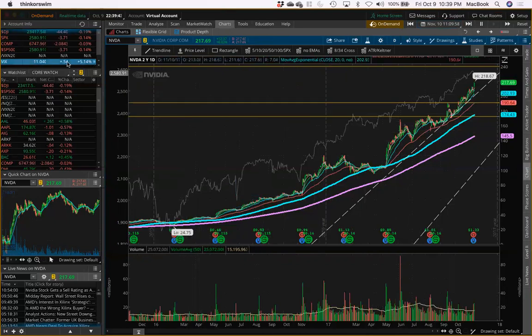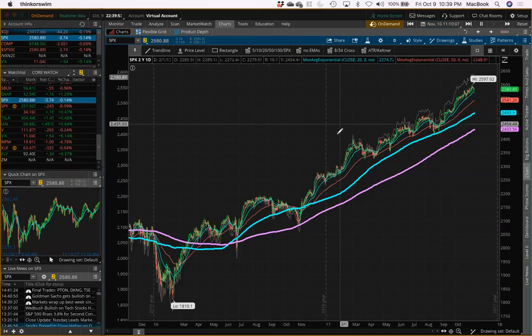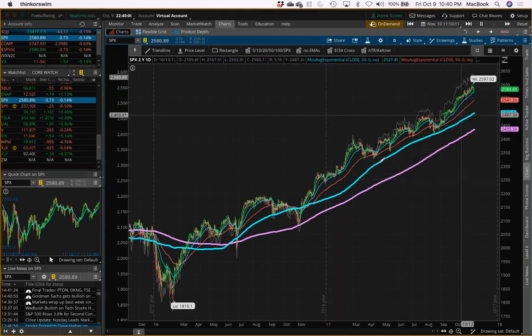But let's do this. Let's take a look, see what the SPX was doing at that time. Let's look at the S&P 500. And S&P 500 around this time was creating new highs, and obviously that's on an uptrend trajectory, right? So let's go back to our NVIDIA.